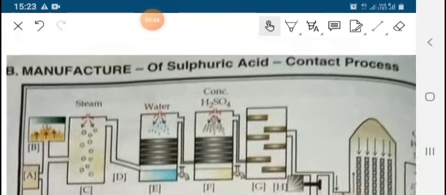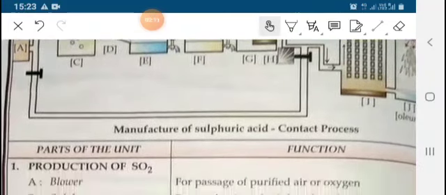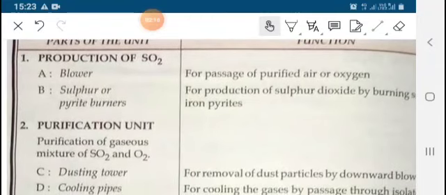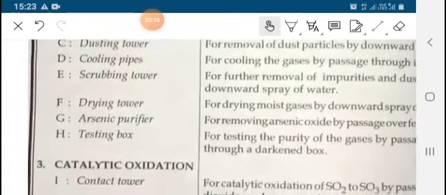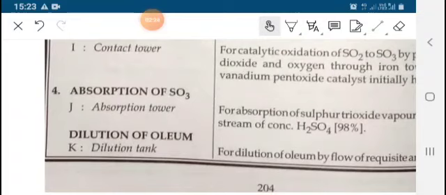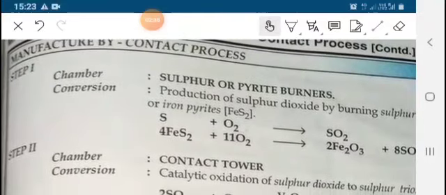Further, the most important one is the manufacture of sulfuric acid, that is the contact process. In this manufacture, there are various parts: production of SO2, purification unit, catalytic oxidation, absorption, dilution of oleum. So, for understanding this process, we will be moving step by step.